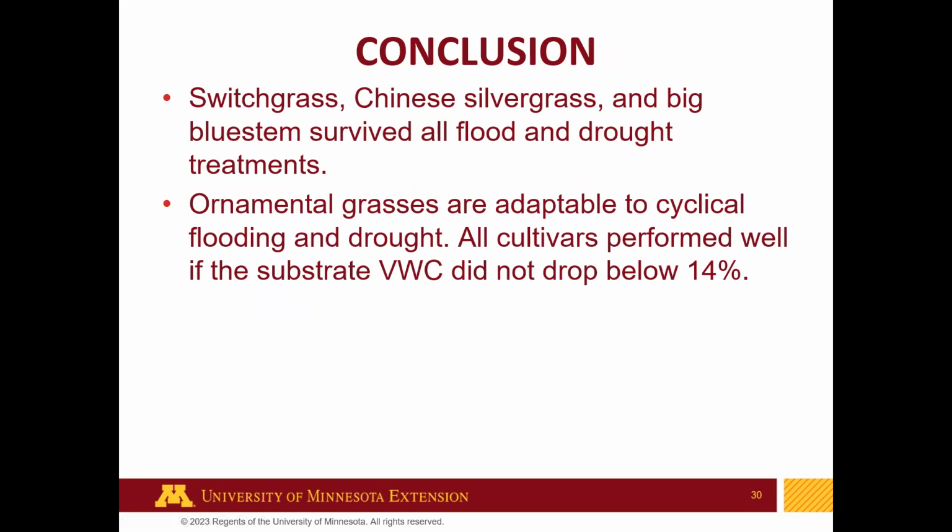So in conclusion for this study, switchgrass, Chinese silvergrass, and big bluestem survived all flood and drought treatments. The ornamental grasses that we trialed, again, these 7 species using 1 cultivar of each of those 7 species, were adaptable to cyclical flood and drought, and all the cultivars performed well if the substrate volumetric water content did not drop below 14%.